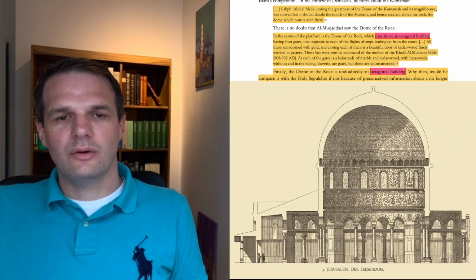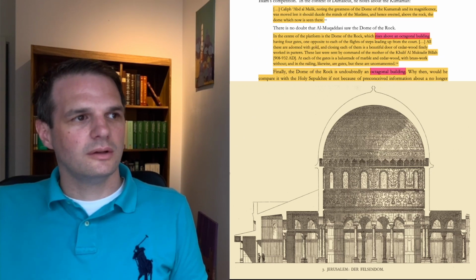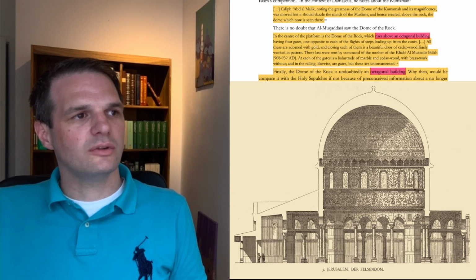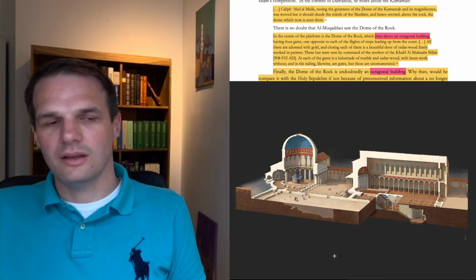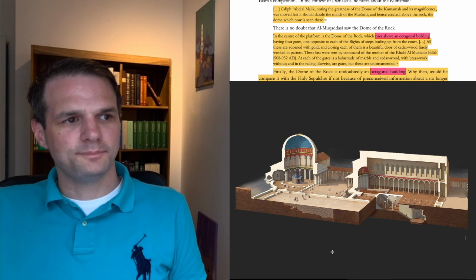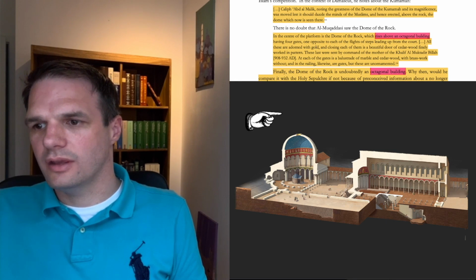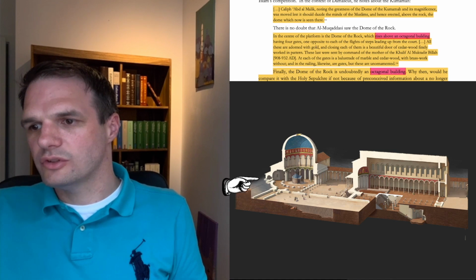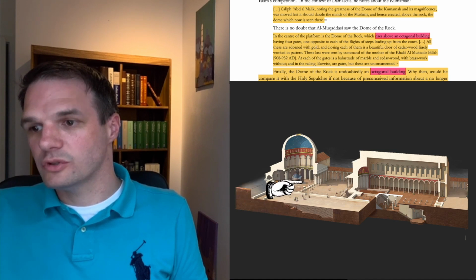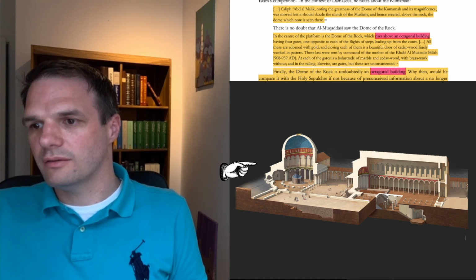Why then would he compare it with the Holy Sepulchre? Well, because they are similar. Let me show you a reconstruction of an earlier version of the Holy Sepulchre. This is actually not the best one, but it was the one with the highest resolution that I could find. This is already a bit later, which you can tell because here the ambulatory has already been cut off in this reconstruction. So originally it was really going all the way around, just like in the Dome of the Rock. So why would you compare those two? Because they are very similar.